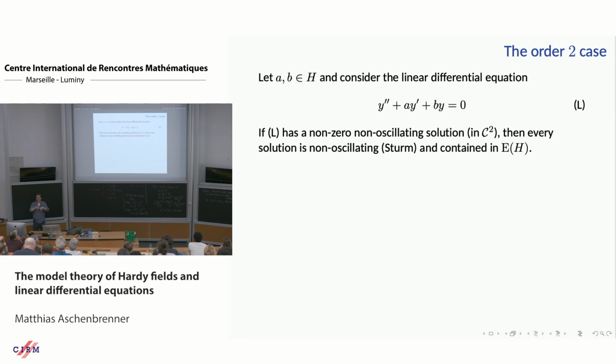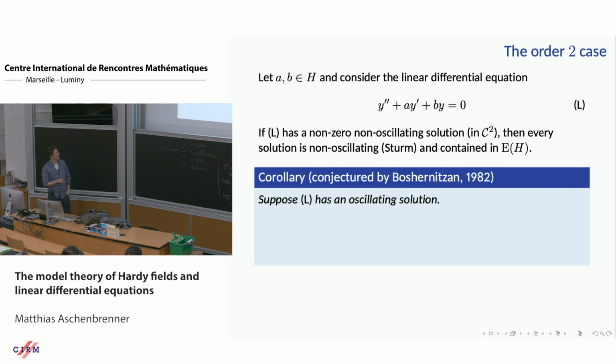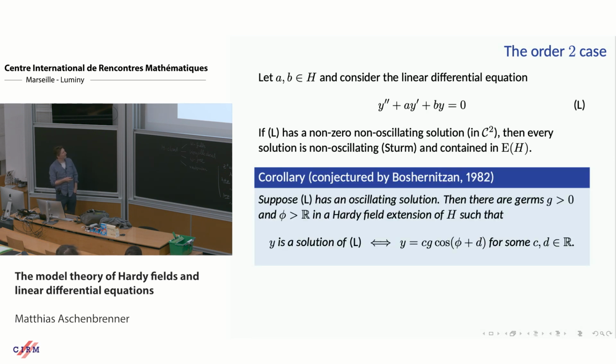So because there you can use the Riccati equation, solve the Riccati equation, which is an order 1 equation, and everything is fine. So the interesting case is, if you have an oscillating solution. And then the special case of our theorem proves a conjecture of Bouchard-Nitzan. So if you have an oscillating solution, then you can parameterize the solutions in the following way. So there are two terms, G and phi, in some Hardy field extension of H. I'm not assuming H maximal here, such that the solutions are precisely given by a constant times G times cosine of phi plus D for another constant D.